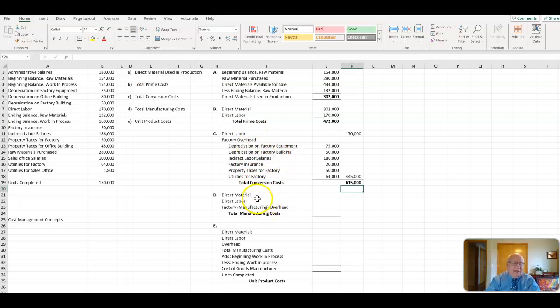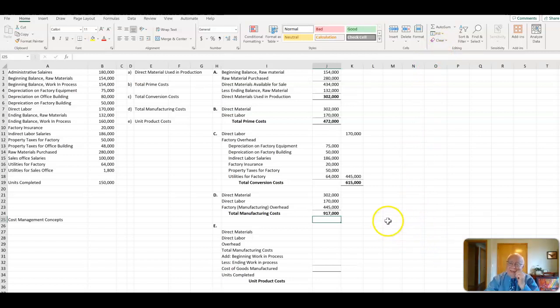Okay. Then D is total manufacturing costs. Well, these are the elements all manufacturing companies have in common. Is the direct materials, which we just did, 302,000. And then the direct labor, which is the 170. And the factory overhead, which we just calculated at 445. So if we add these up, it's 917,000. That is our total manufacturing costs.